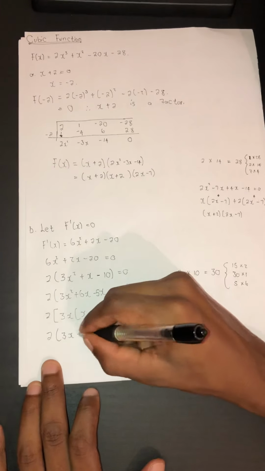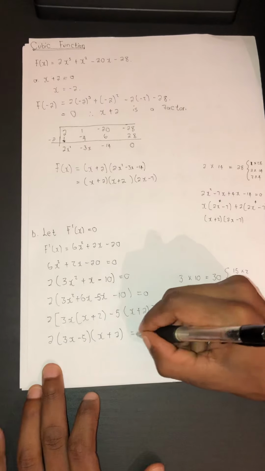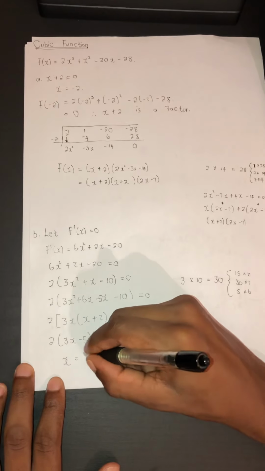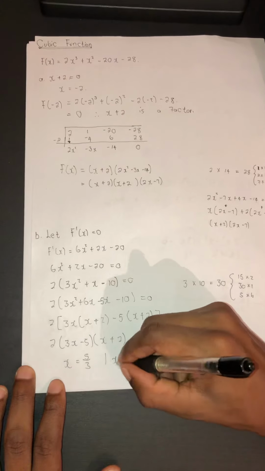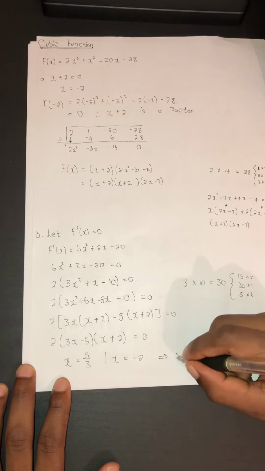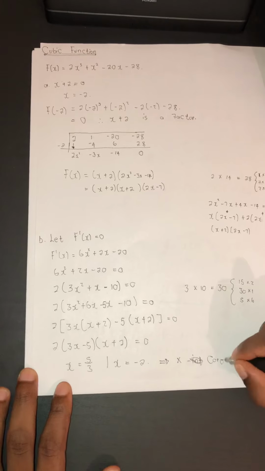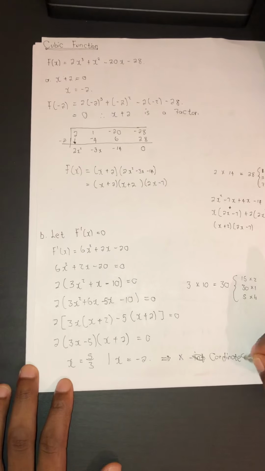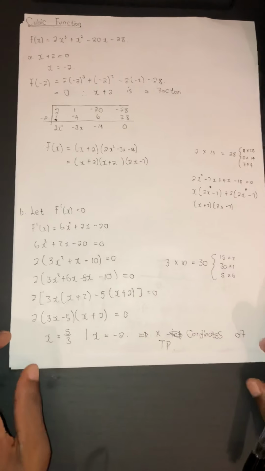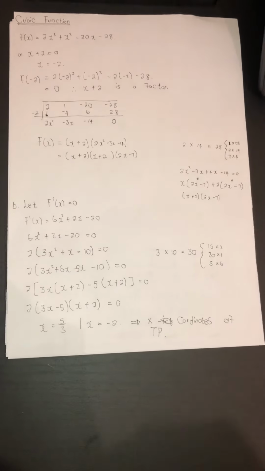Then this can be decomposed into 3x minus 5 and then x plus 2 is equal to 0. Then I have x equals 5 over 3 and then x equals negative 2. Bear in mind that these are the x coordinates of the turning point. And then you know that when you have the x coordinate of anything, we want the y coordinate, we will have to substitute this into the original. So I'll continue with that.